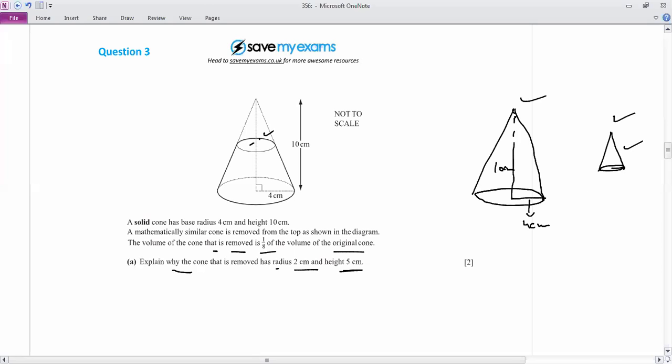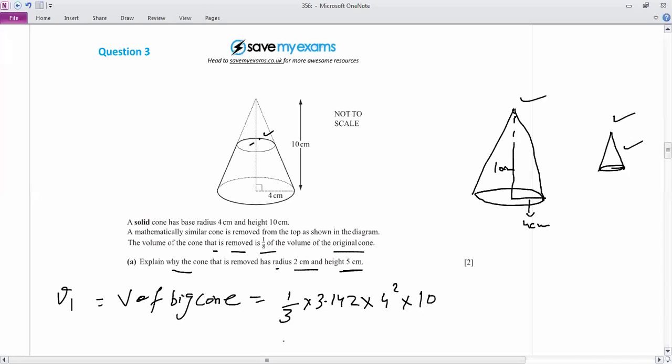So let's see. First, I will get the volume of this big cone. What will be the volume of big cone? I will say it V1, okay? 1 over 3 times pi r square, r is 4, times height is 10. Yes, please calculate this one.